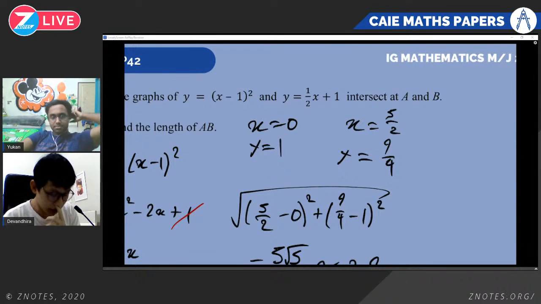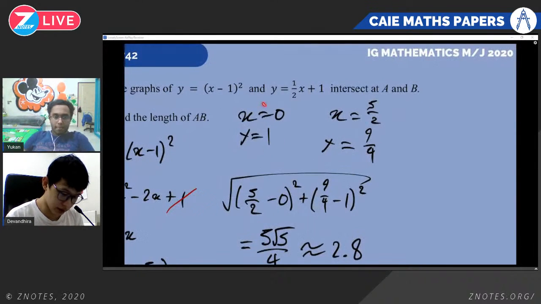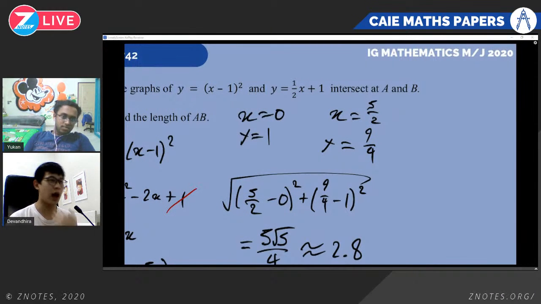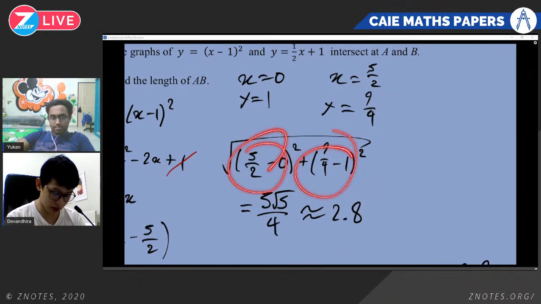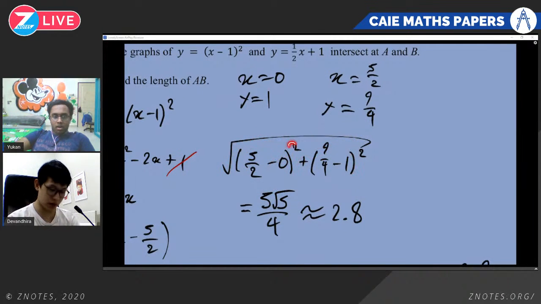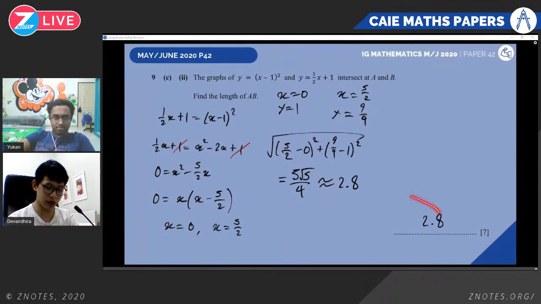Exactly. So right here, we have the change in x, which is just 5 over 2. How do you go from 0 to 5 over 2? Of course, you just have to add 5 over 2, correct? So same thing for the y. To get the change, we just have to do 9 by 4 minus 1, which is what we have here. But remember, this is Pythagoras. Don't forget to square it and take the square root, and you should get 2.8 as your answer. Is this the correct answer? Yeah, that's the correct answer.